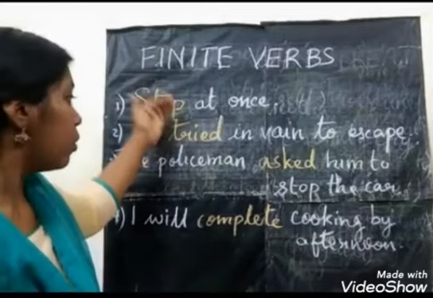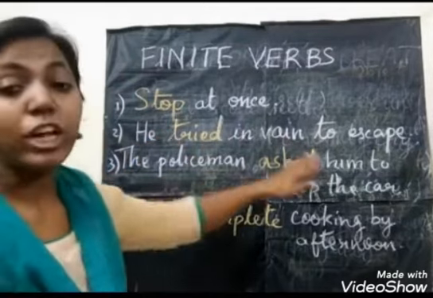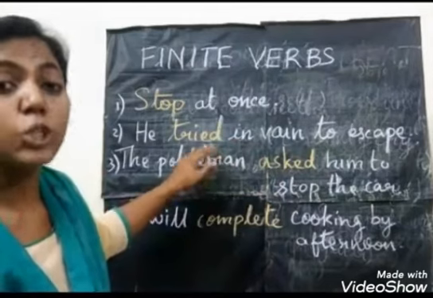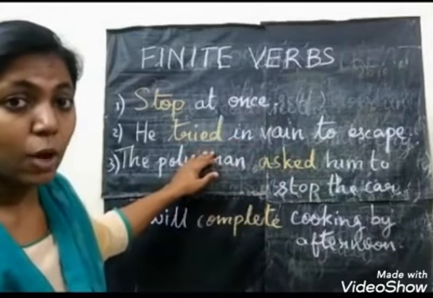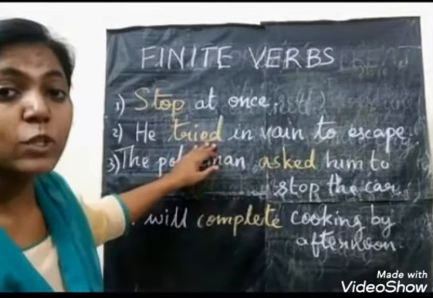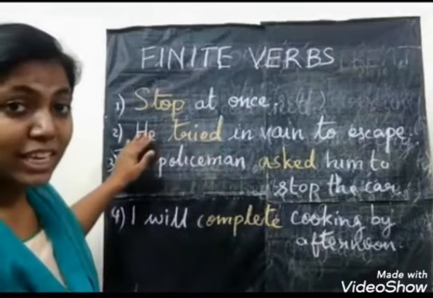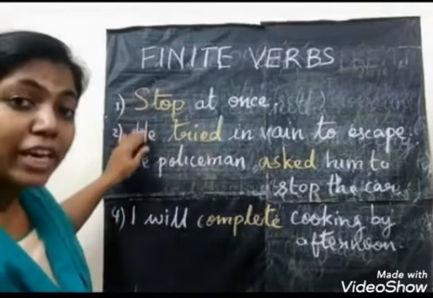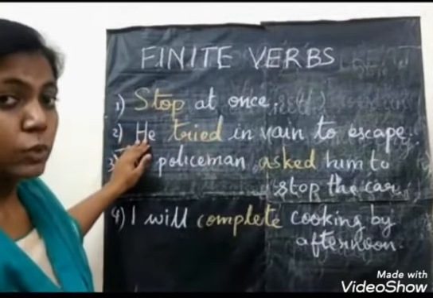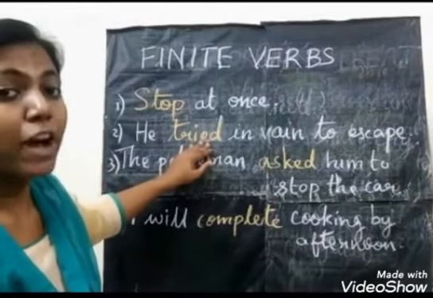Now in the next sentence, he tried in vain to escape. Here again the finite verb is tried. How can you connect? The finite verb tried is closely connected with the subject. Which is the subject? Yes, he. Who tried? He. So this verb tried is a finite verb.